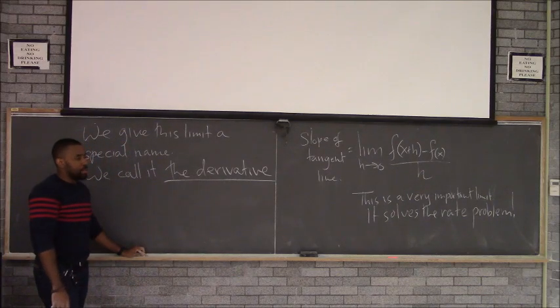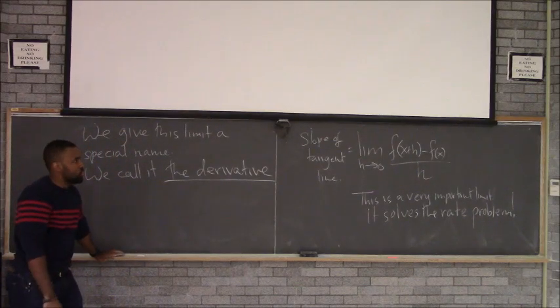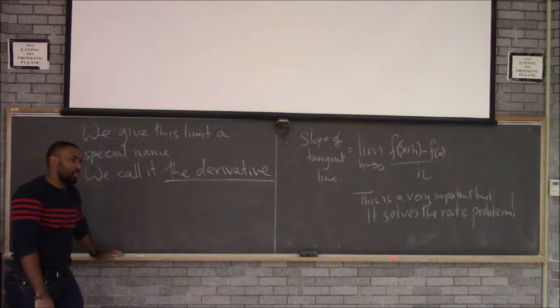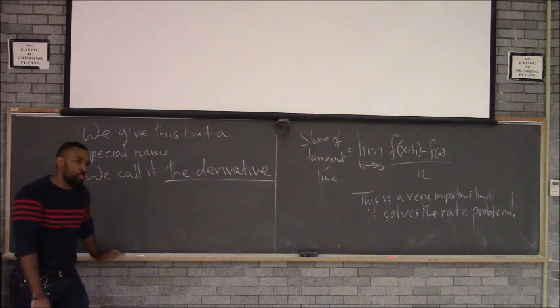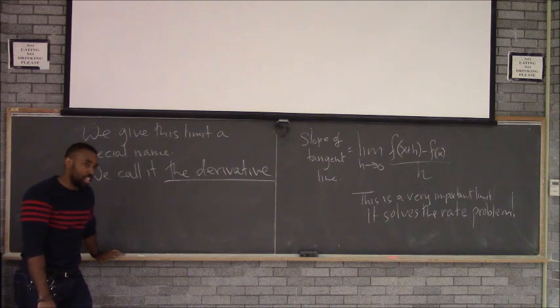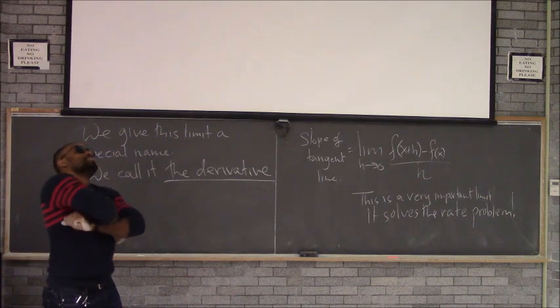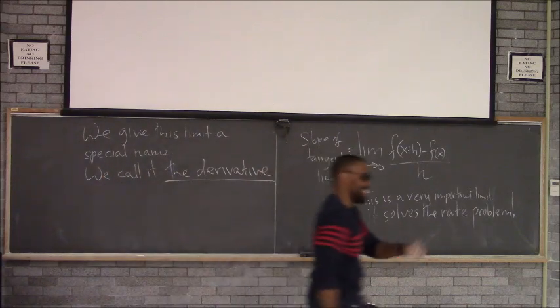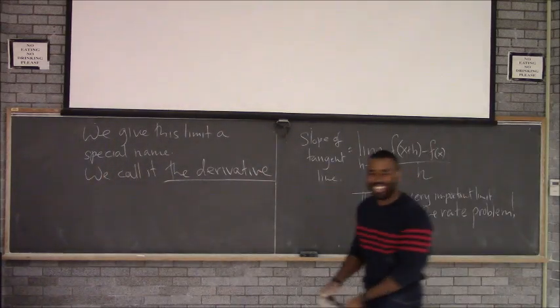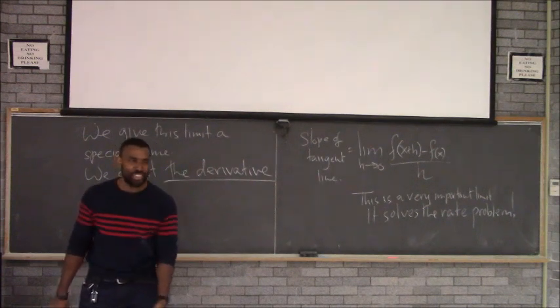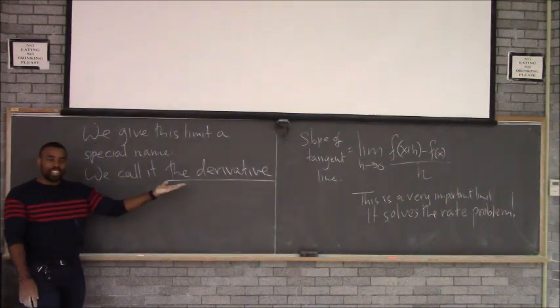So then the math people were like, wow, this limit right here is really important. It helps us solve the rate problem. It allows us to find the slope of the tangent line. What are we going to call it? The derivative. Yeah! I totally brought this in. You have to commit to the joke. You have to. Okay. The derivative. That's what we call it.